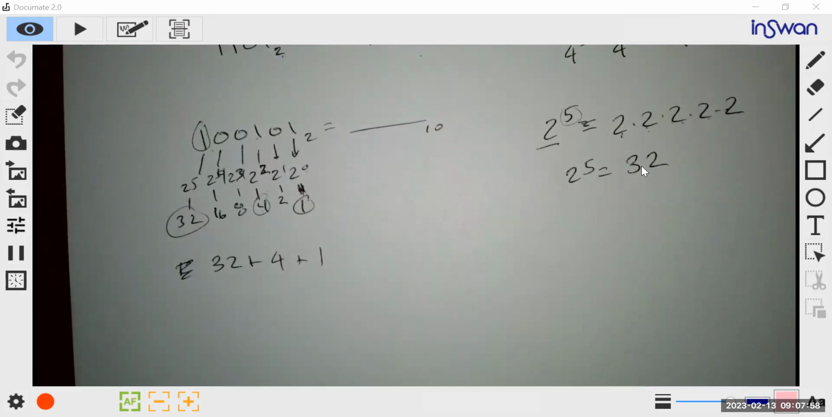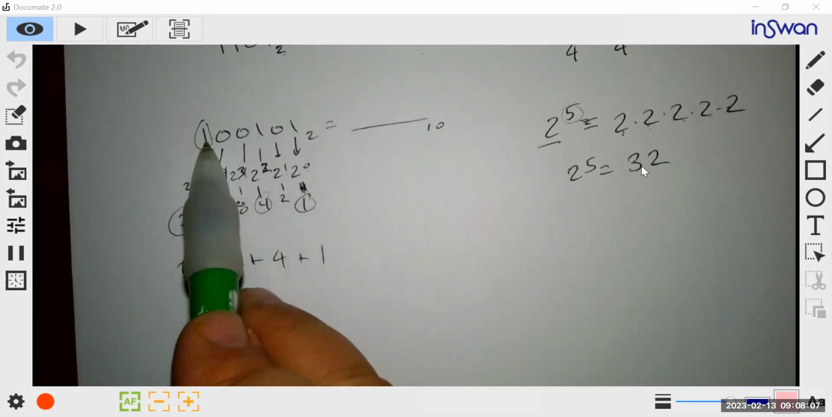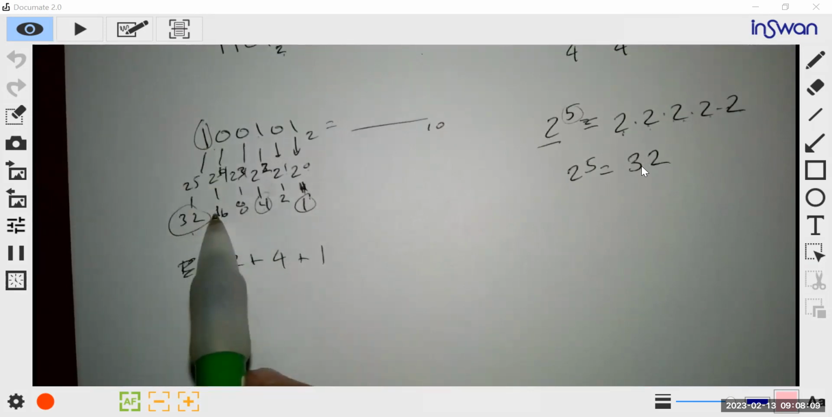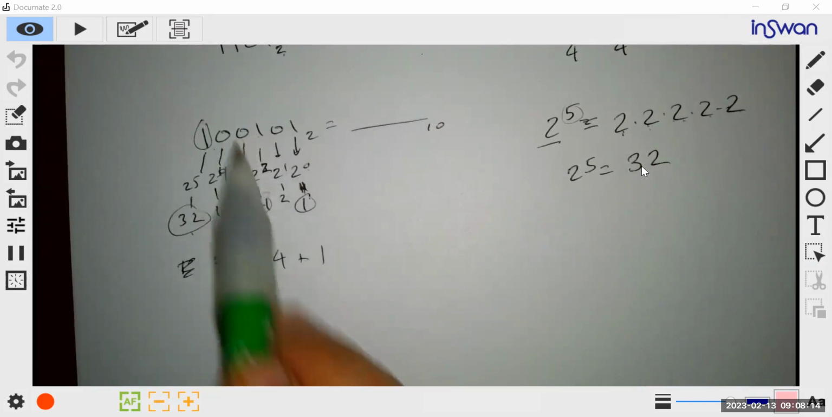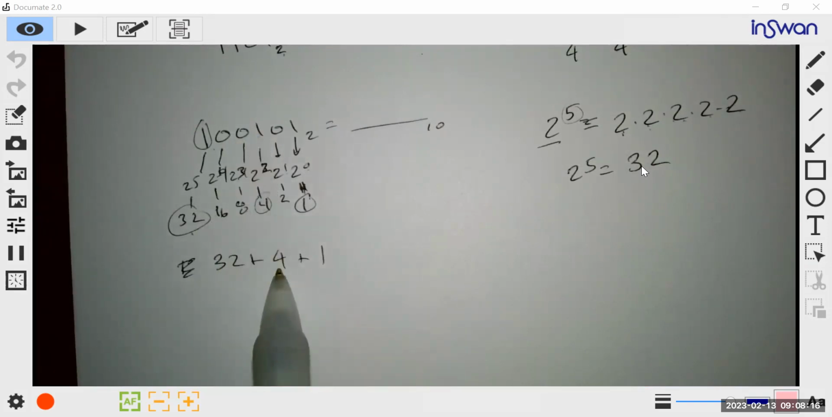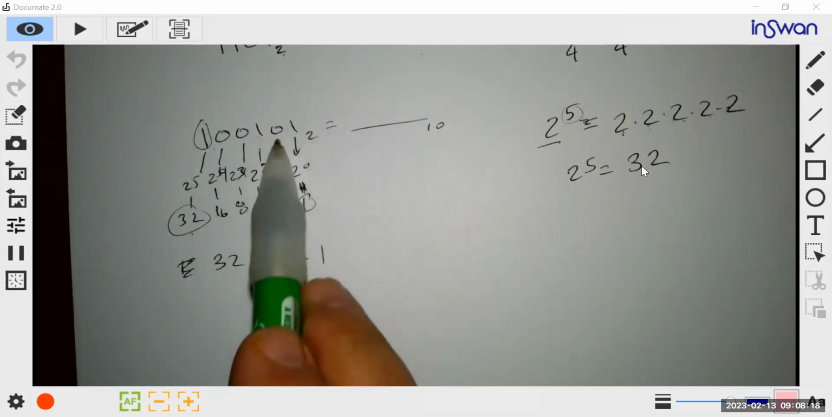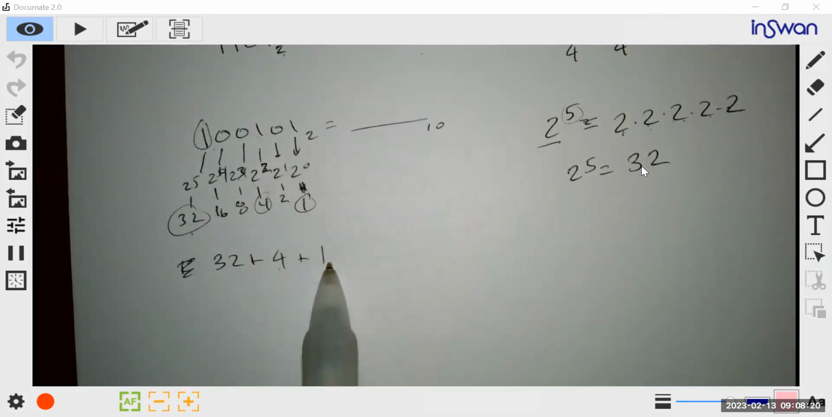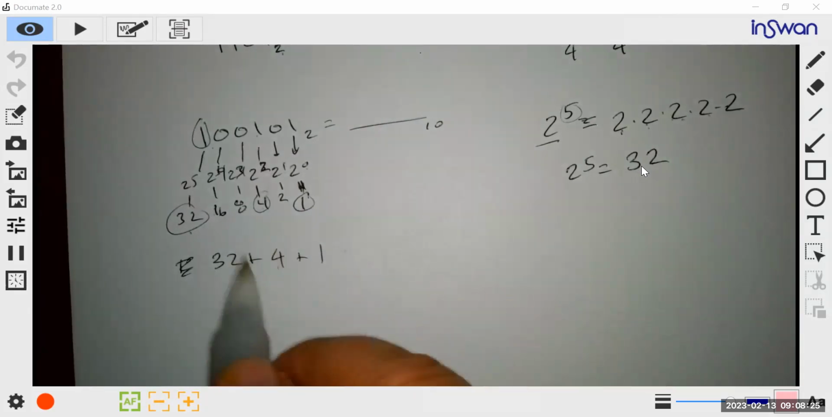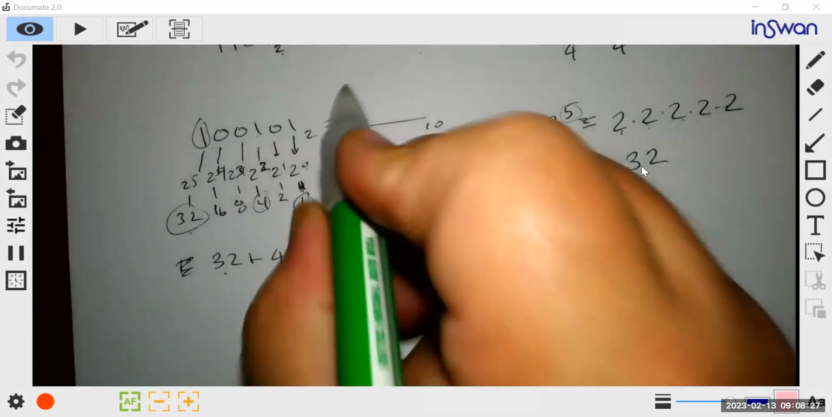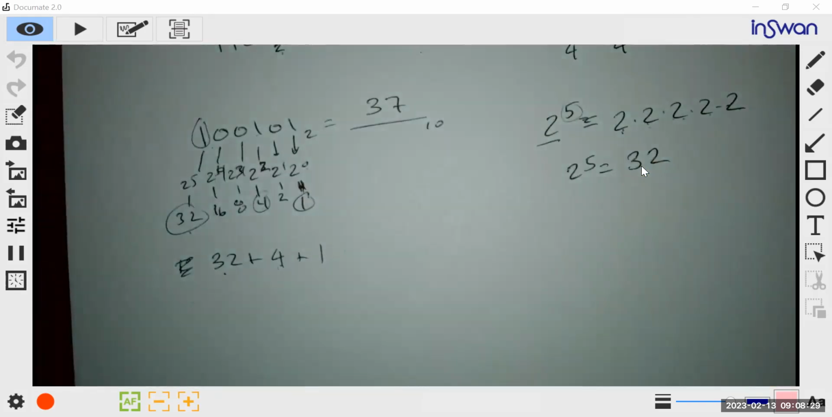The reason I get binary, light switches are binary. It's either on or off, open or closed. So either I count the number or I don't count it. 16 times 0 is 0. 8 times 0 is 0. 4 times 1 is 4. 2 times 0 is 0. 1 times 1 is 1. So this number is 32 plus 4 is 36, 37.